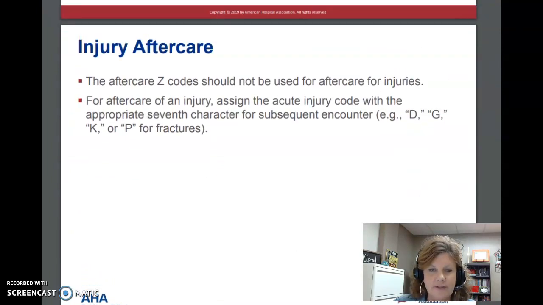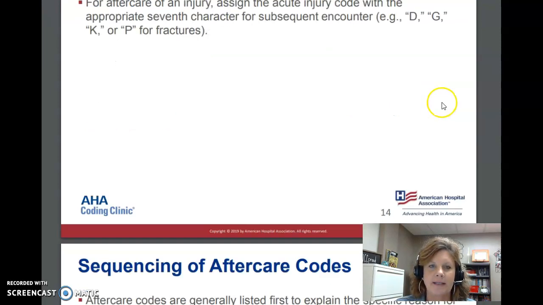Injury aftercare, I kind of talked about that. The only big coding thing on this is your 7th character. So that means yes, we will have 7 characters, but make sure you look, whatever category you are in, at the beginning of that category and look in that box for the D, G, K, or P for the fractures. We need to get as specific as we possibly can.